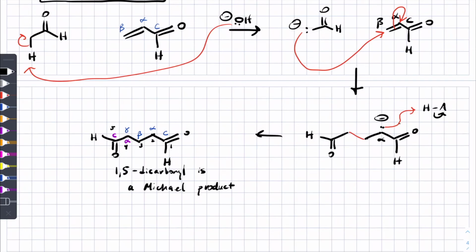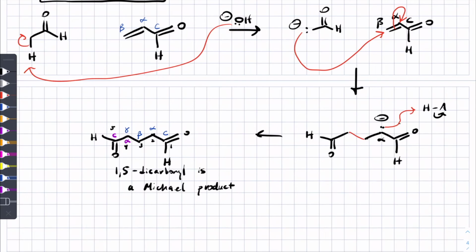Yes? Could a Michael product be longer than that, potentially, where you could then do a Claisen? That will depend on what these groups are on either side of my enolate and then my alpha-beta unsaturated carbonyl compound. So yes, though the bonds that form are going to be as shown here for this simple example.